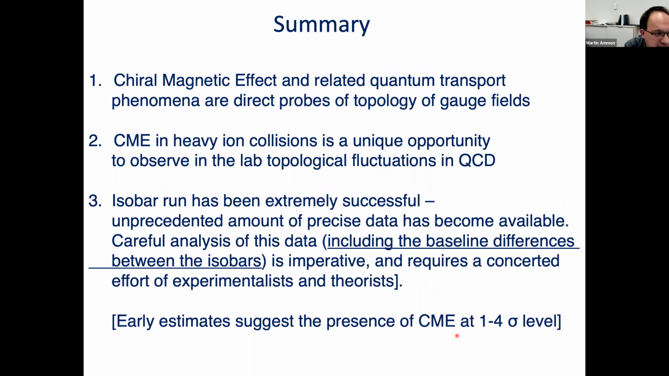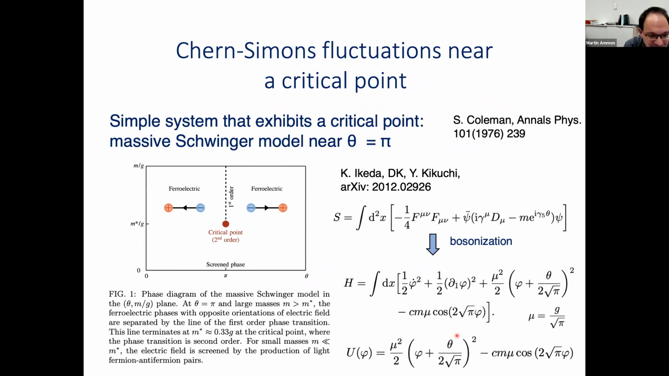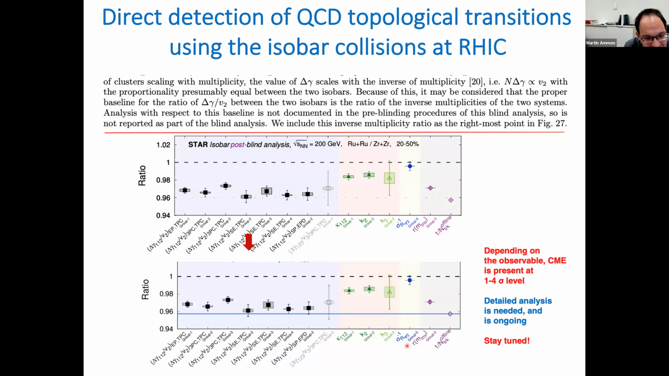Okay, good. So I've got a question regarding this 1 to 4 sigma level. Of course this is big. Like 4 sigma would be nice, 1 sigma can go really away. So how does this come about? This huge difference between 1 and 4 sigma.